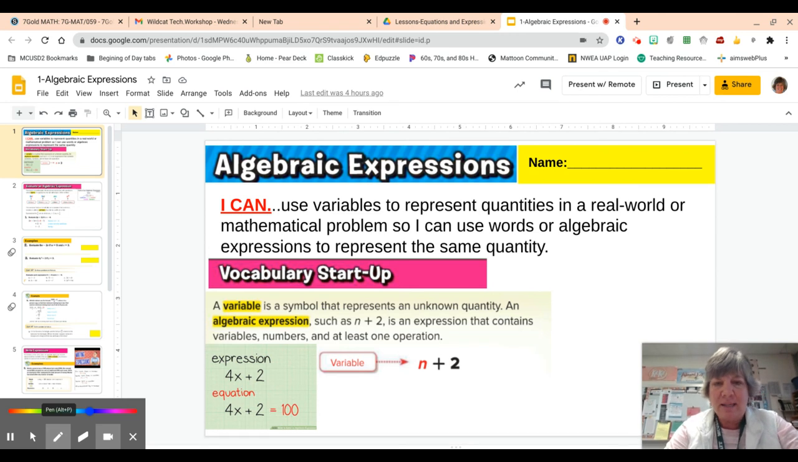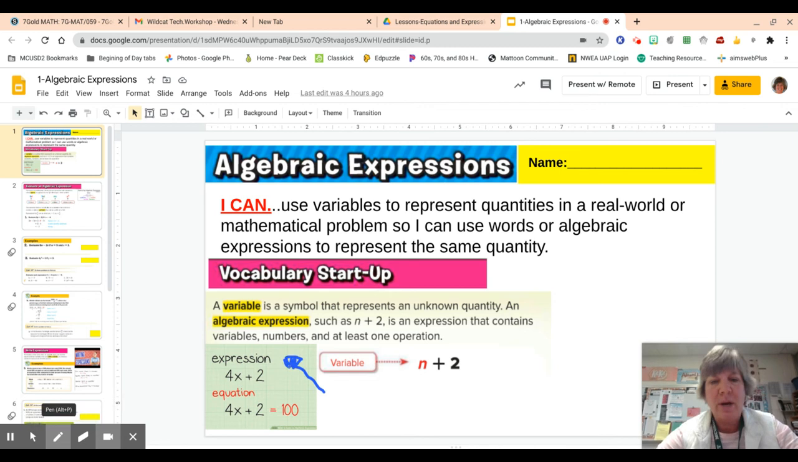So what exactly is an expression? And what is an equation? Well, if we look down here, we will see that an expression might be something like 4x plus 2. An equation, 4x plus 2 equals 100. So what is the difference? It's this guy, the equal sign.